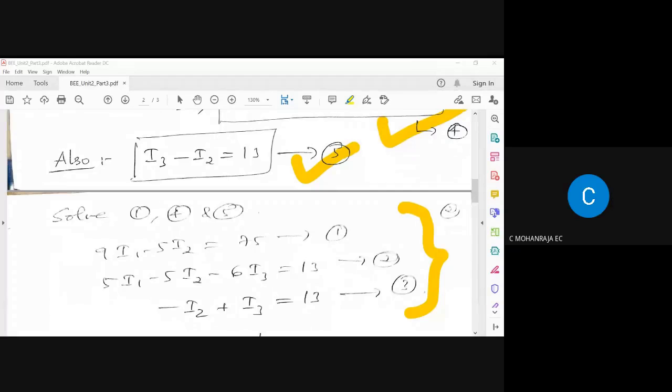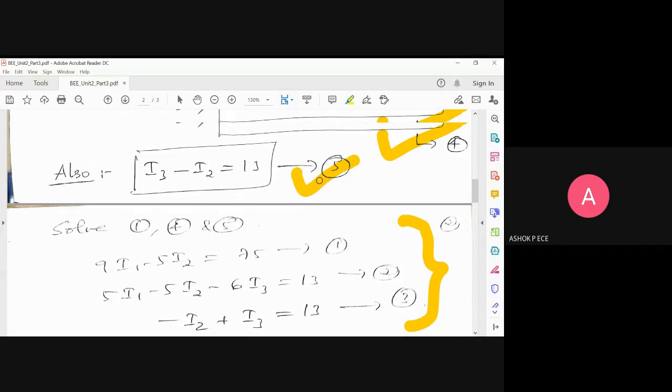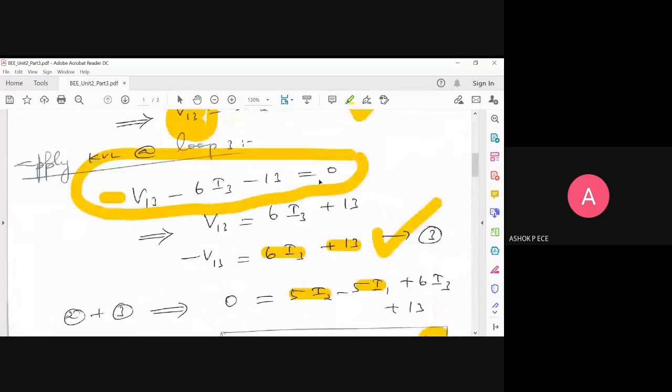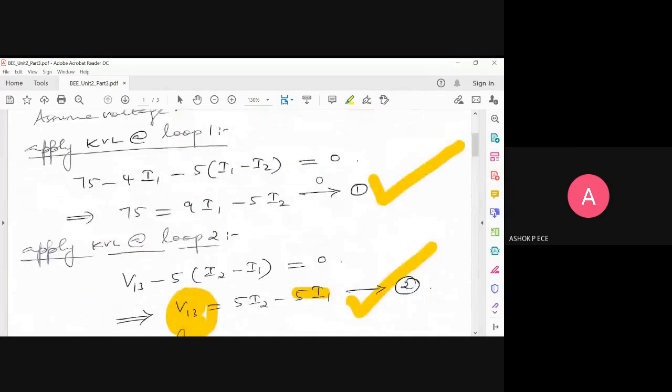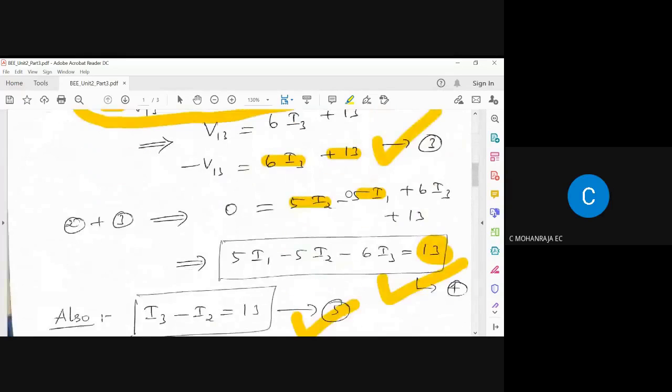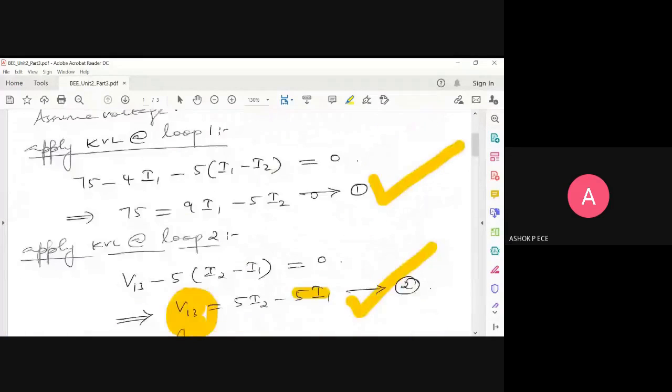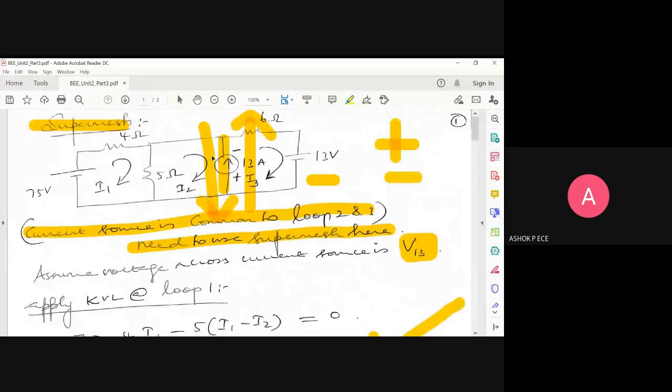Sir, can you explain again how I3 is dominating, sir? You are clear how to get the first and second equations? Yes, sir. See, one more equation that definitely you have to use is the current source. For three equations, the first equation is using the first loop. The second equation is using loops 2 and 3 combined because we're eliminating the voltage source. The third equation is using the current source, which is common.